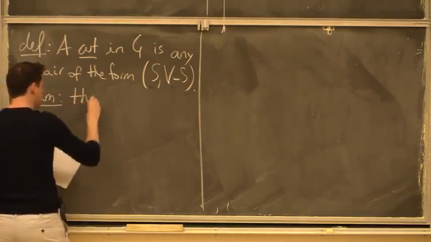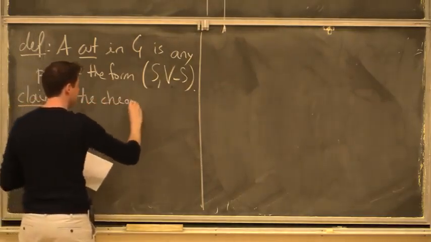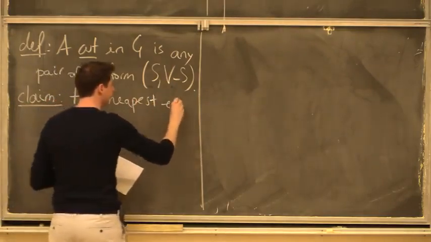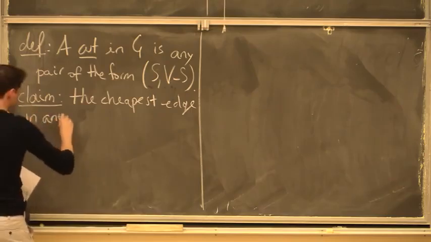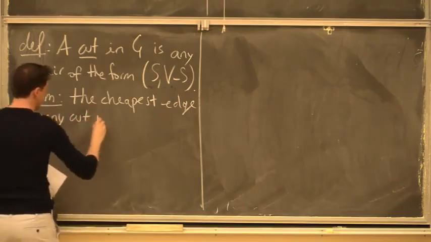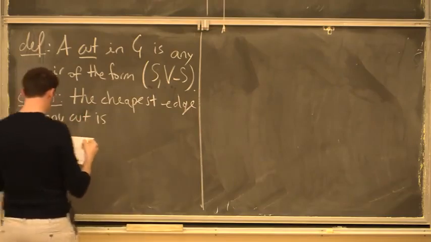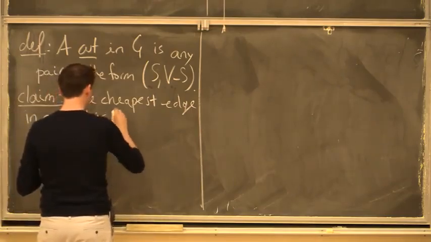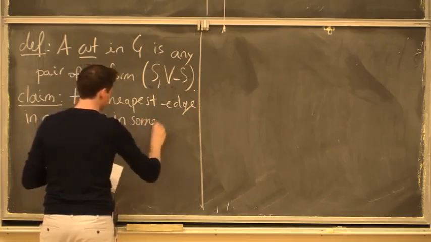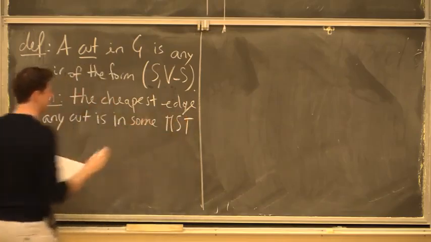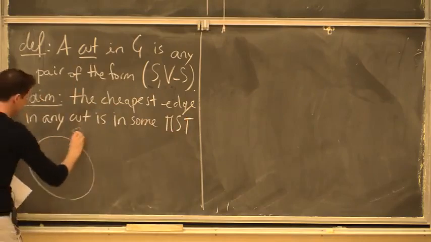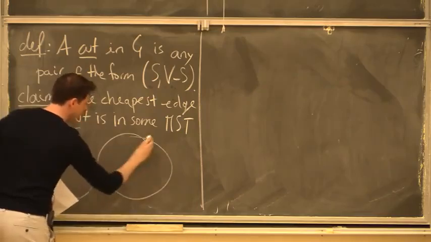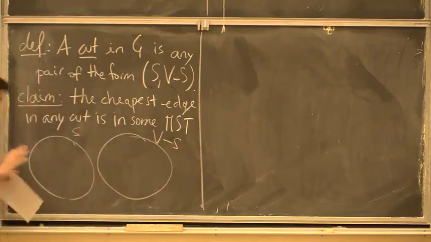That the cheapest edge in any cut is part of some MST. Okay, so the picture you should have in mind is something like this. So we write down a cut. It's really an arbitrary cut.